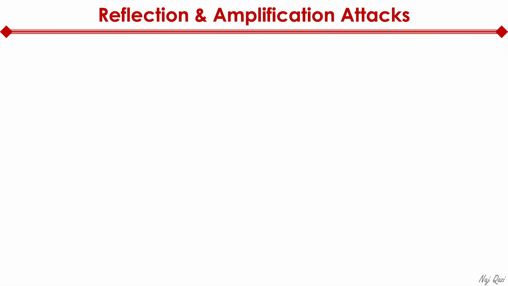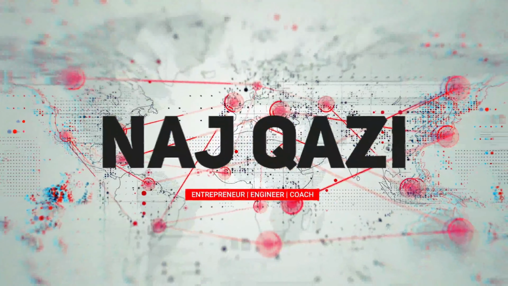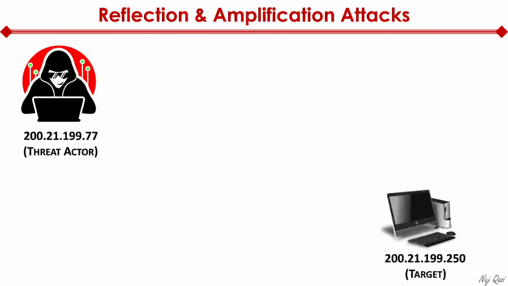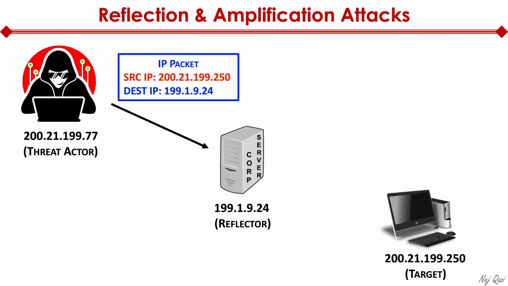Another type of attack is called Reflection and Amplification Attack. Here, once again, we have a bad guy, a target machine, and a reflector in the middle. If you recall the spoofing attack, once again, the IP is spoofed. The source IP is not the hacker's IP, but the target machine's IP. Now watch, it's a clever attack.